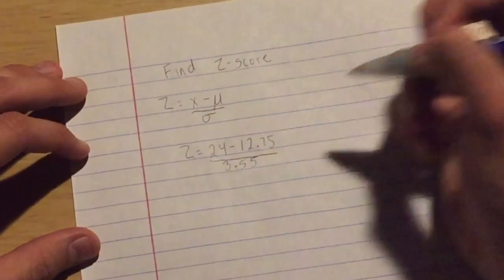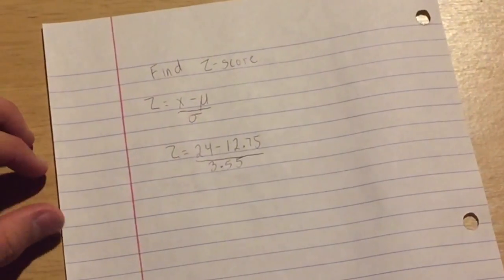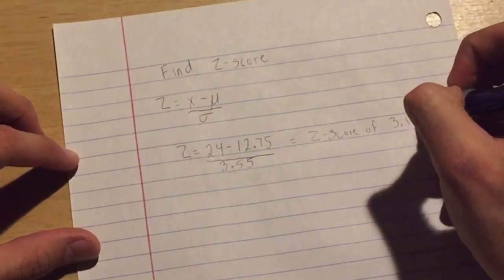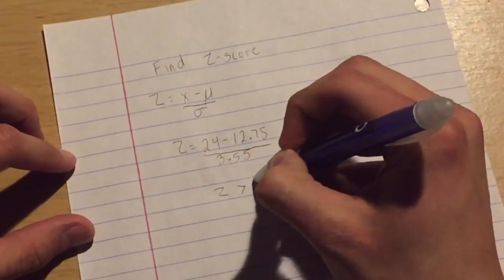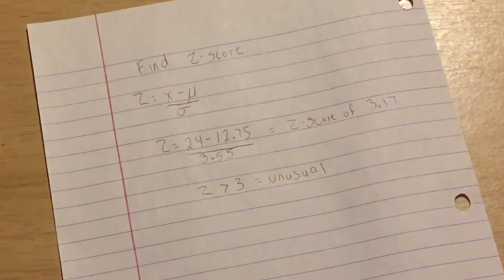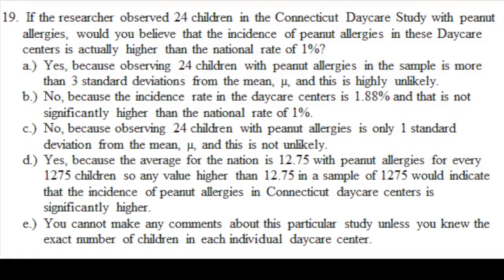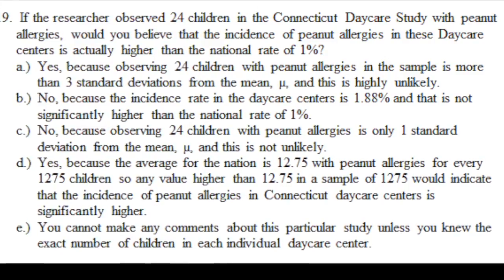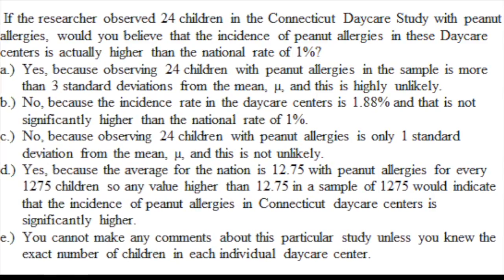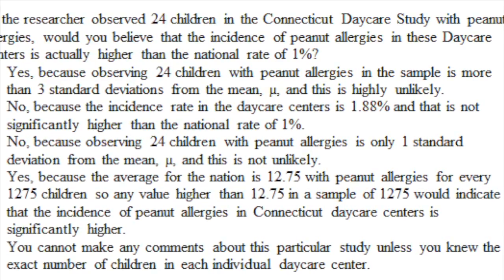When we plug in our numbers, we do 24 children for variable x minus 12.75, which is our mean, over 3.55, which is our standard deviation. When we calculate that, our z-score comes out to 3.17. Because our z-score is greater than 3, that means it is unusual. Looking back at question 19, letter A fits the correct answer because yes, observing 24 children with peanut allergies in the sample is more than 3 standard deviations from the mean, and this is highly unlikely.